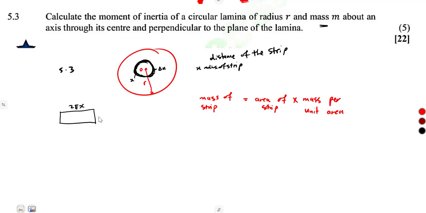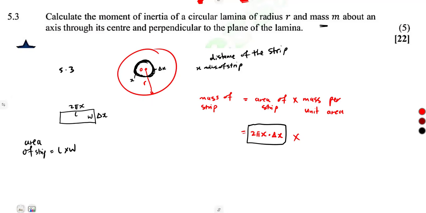Remember we said delta x is the width, so it's length times width. You're going to have area of strip equals length times width. So area of strip is 2 pi x times delta x. Length times width. So we have got the strip area times the mass per unit area.